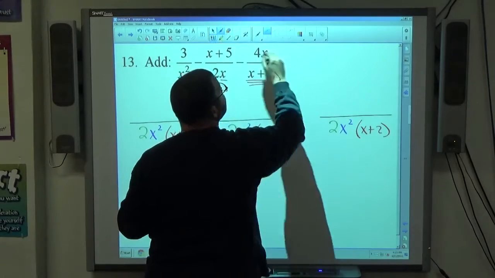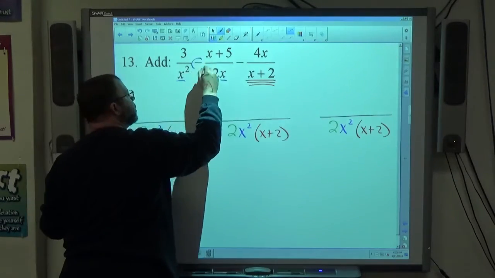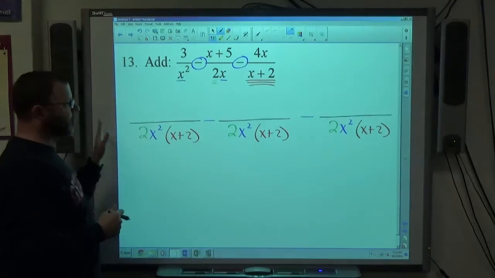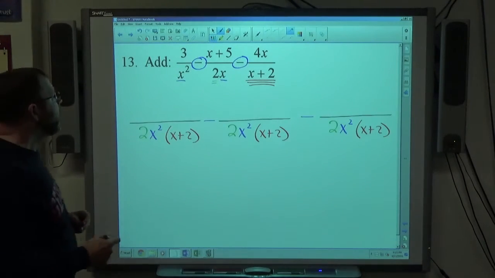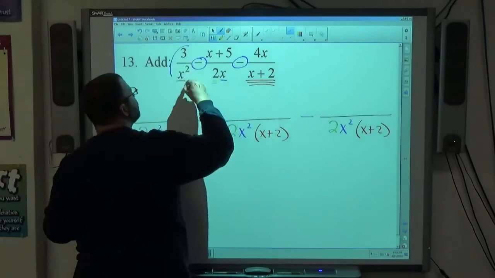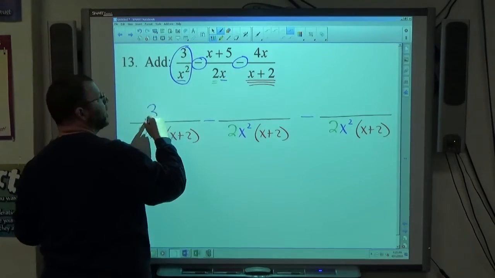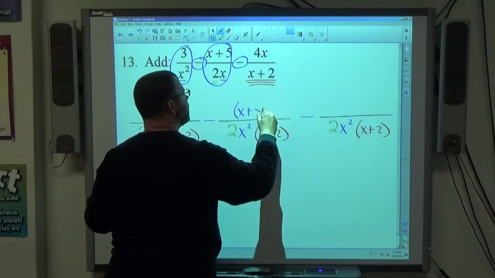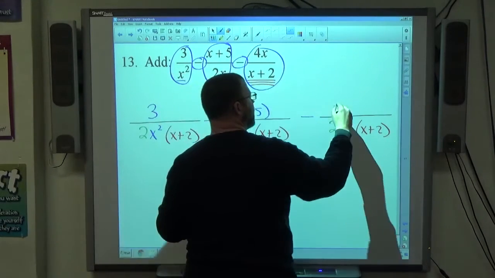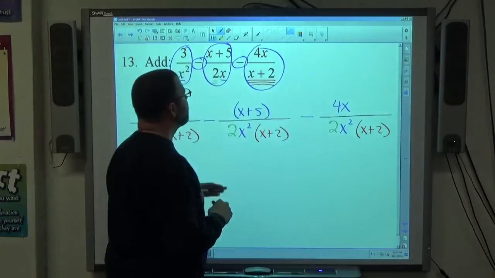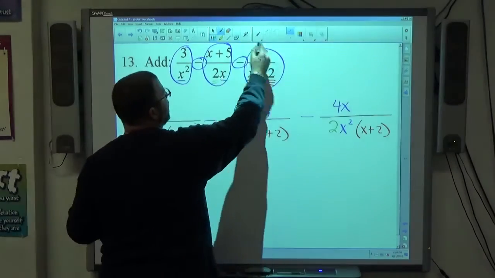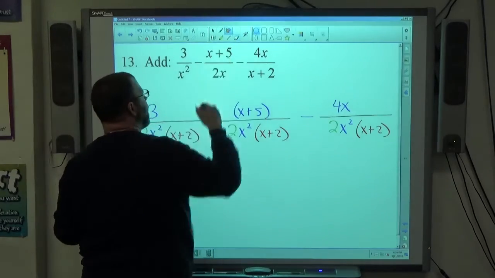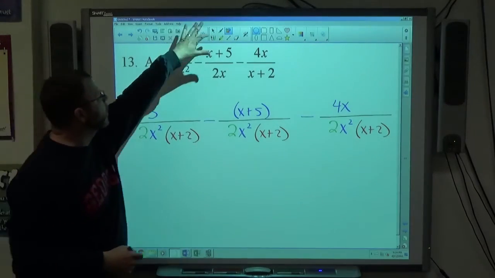Okay. Notice that it's fraction 1 minus fraction 2 minus fraction 3. So make sure the structure of the problem stays the same in your work. The initial fraction 1 is 3 over x squared, so I'm going to put 3 on top. Fraction 2, x plus 5 on top. Fraction 3, 4x on top. So what I have to do then for each fraction is see how it changed. So what it is before and what it is now, how it changed, and then change the top accordingly.